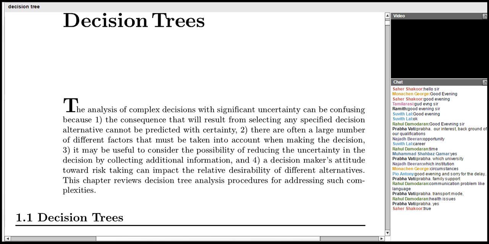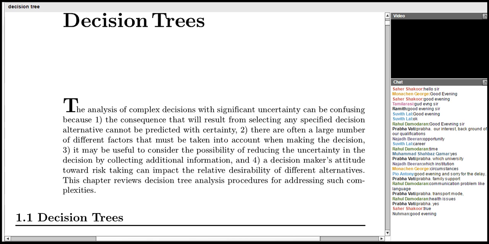Okay. So in this chapter, we're going to look at decision tree analysis, and the procedure for addressing such complexity. Because making decisions can be very, very complex, sometimes we have to use the decision tree to eliminate different issues before we arrive at a particular decision. So I hope this lesson is going to be very interesting.